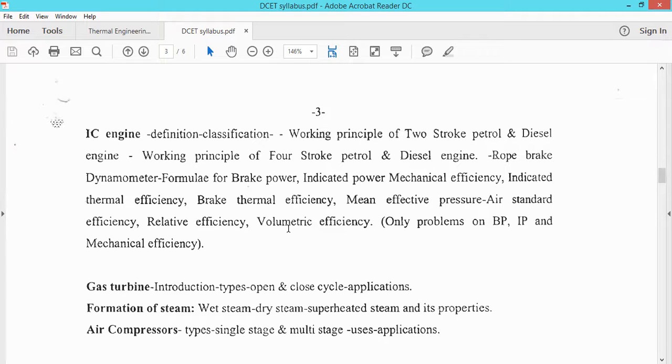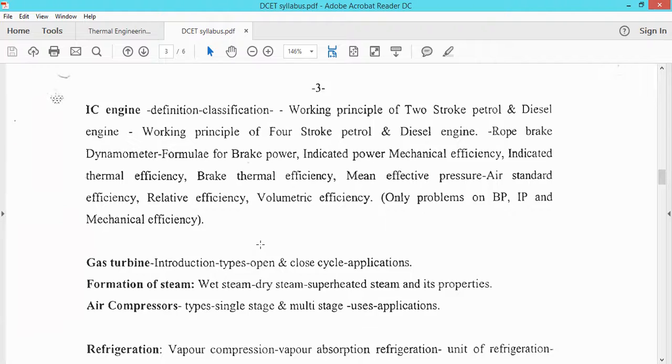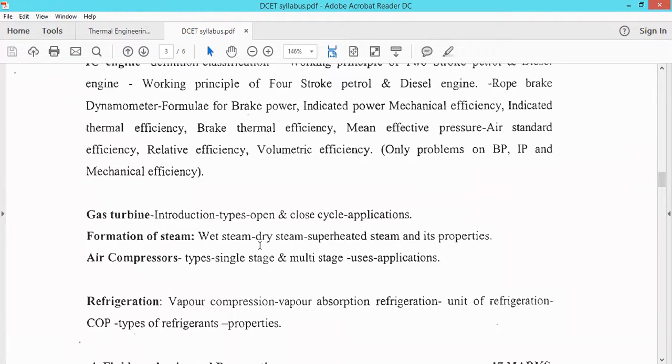Then the formation of steam and the different characteristics and properties of steam, whether it may be dry steam, wet steam, or superheated steam. Then the single stage and multi-stage air compressors. After that, we are going to discuss refrigeration, that is, the vapor compression refrigeration system and the vapor absorption refrigeration system. Okay, let us start the thermal engineering.